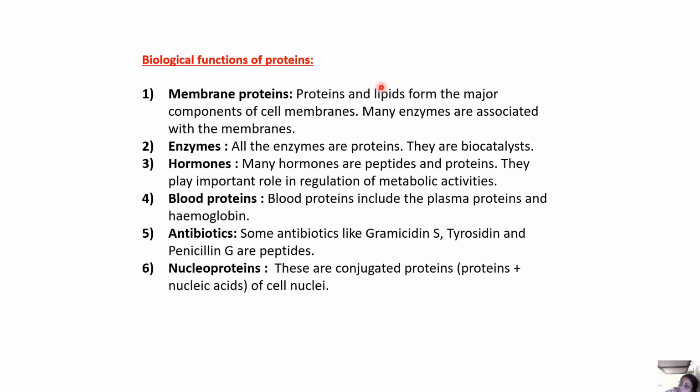Now, if you talk about the biological functions of proteins, there are membrane proteins. Proteins and lipids form the major components of cell membranes. Many enzymes are associated with the membranes. Enzymes, all the enzymes are proteins, they are biocatalysts. Hormones, many hormones and peptides are proteins. They play an important role in regulation of metabolic activities. Blood proteins include the plasma proteins and hemoglobin. Antibiotics like gramicidin S, thyrocidin, and penicillin G are peptides. And nucleoproteins are conjugated proteins, proteins plus nucleic acids of the cell nuclei.